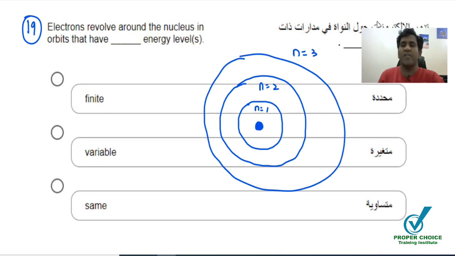Each orbit will have a different energy. So if I say E1 is the energy of the first orbit, E2 is the energy of the second orbit, and E3 is the energy of the third orbit, different orbits will have different energy levels. Let's assume this is an electron in the first orbit. This electron can jump from the first energy level to the second by absorbing energy. It can also jump from the first energy level to the third as well, again by absorbing energy.